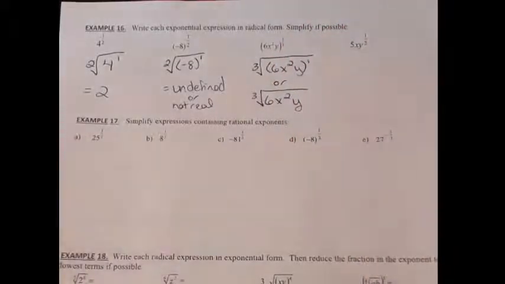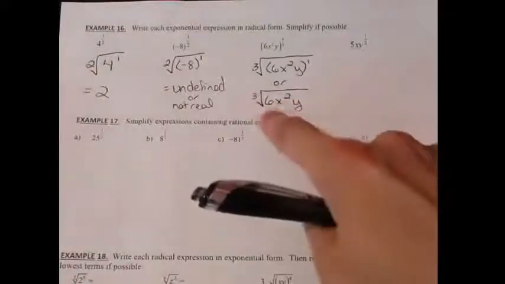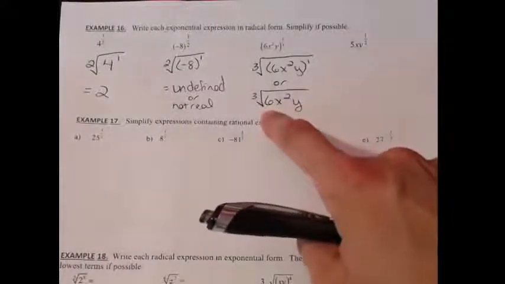And keep in mind, you cannot evaluate the cube root of 6. There are no whole numbers multiplied by itself 3 times that give you a 6, right? 2 times 2 times 2 is 8, not 6.